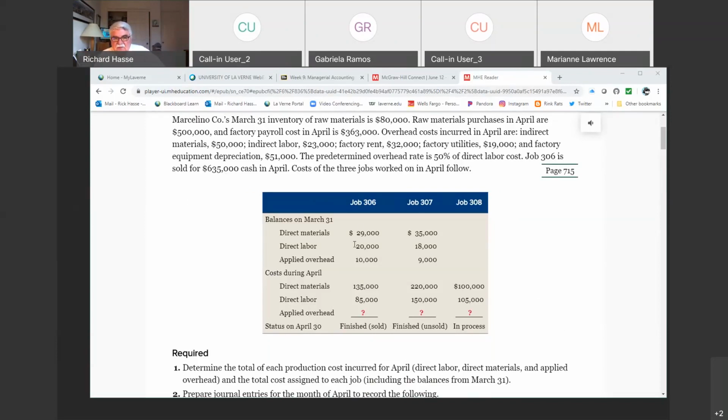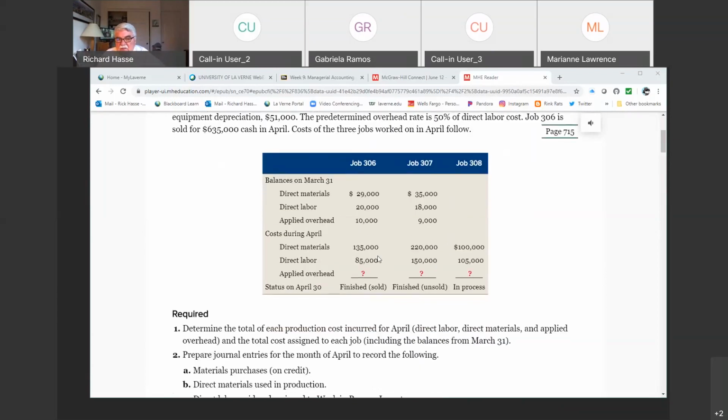But as you can see, look here in March, job 306 and 307. Labor is $20,000. Look how much applied overhead is. Oh, 50% of that, $10,000. Look how much labor is in job 307. Oh, $18,000. 50% of that is overhead. So we're applying overhead as a cost based on a predetermined rate. So let's complete this chart for April. $135,000 of direct labor, $85,000 of applied overhead of direct labor.